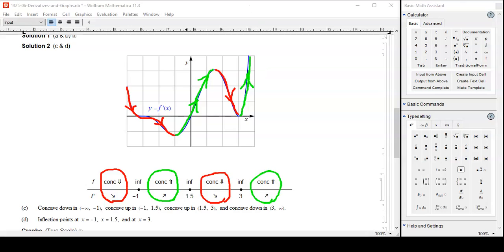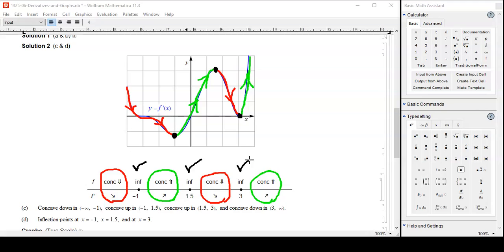And as for the thresholds, right here at x equal to -1, right here at x equal to 1.5, and finally right here at x equal to 3, we have the change of concavity. Those are the inflection points.